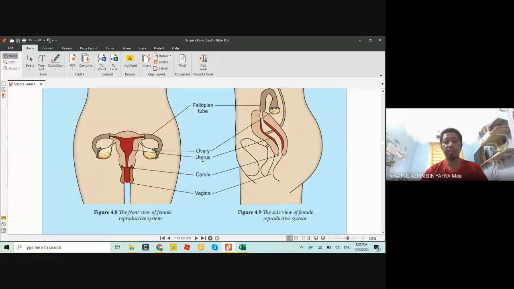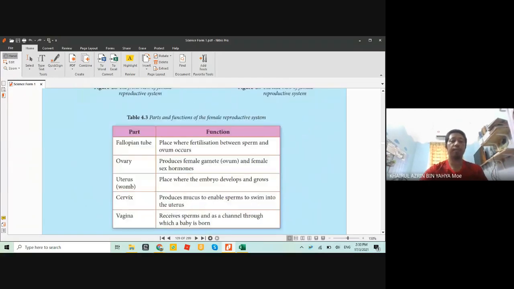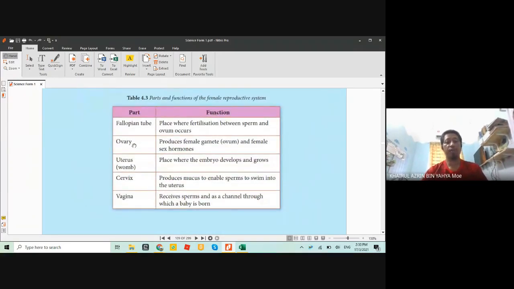And then we have uterus. Uterus is this one. This is uterus. Okay. And then we have cervix. This is cervix. And last is vagina. So you see here, fallopian tube, we cover already. Ovary, what is the ovary? We have left and right ovary. Ovary produce female gamete ovum and female sex hormones.